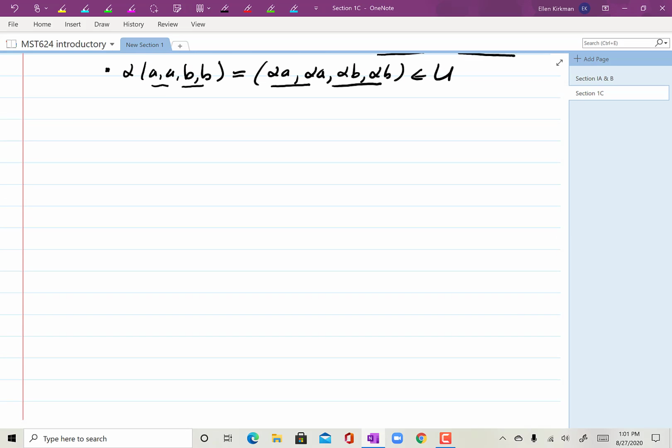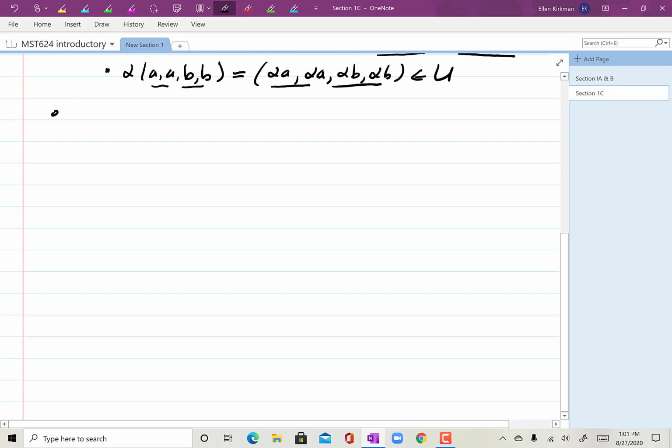The second idea that's in this section is about sums of subspaces. And in class, we'll talk about a sum of a bunch of them. In other words, if I've got a bunch of subspaces, I want to add them all together. I'm just going to look at two in this introduction.